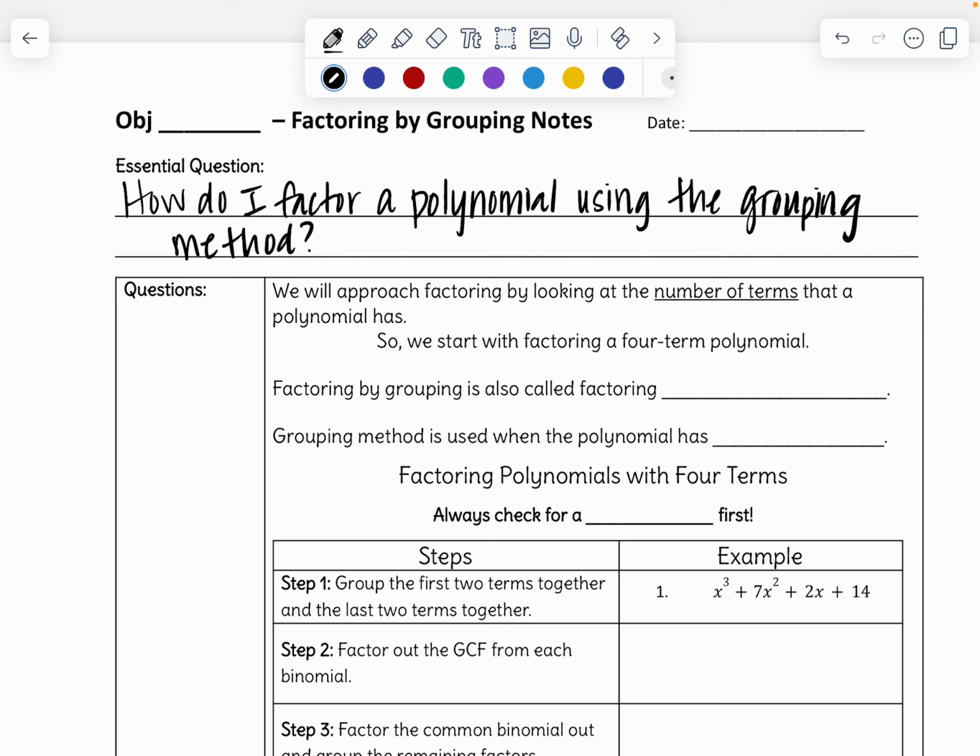Today we'll be learning how to factor by grouping. So we're going to approach factoring by looking at the number of terms that the polynomial has. We're going to start today with factoring a 4-term polynomial. Factoring by grouping is also called factoring in pairs. And the grouping method is used when the polynomial has 4 terms. So we are going to be splitting the 4 terms into 2 pairs.